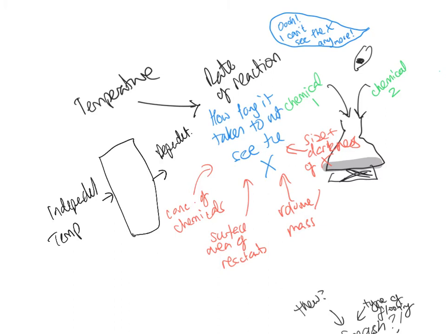We have to keep these the same. By knowing what our dependent and independent variables are, and the variables that we need to control, we're able to plan and investigate the question effectively. Here is the method for this experiment.